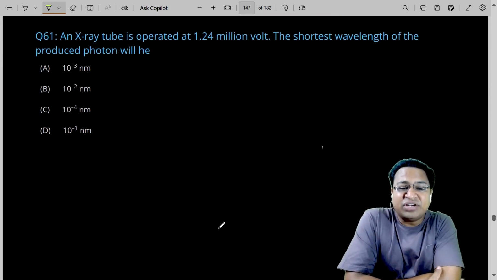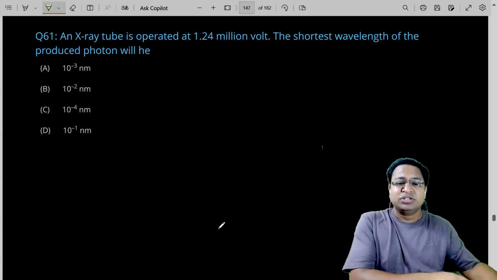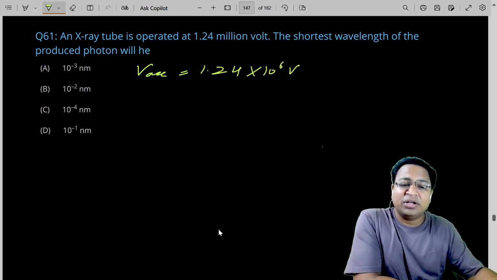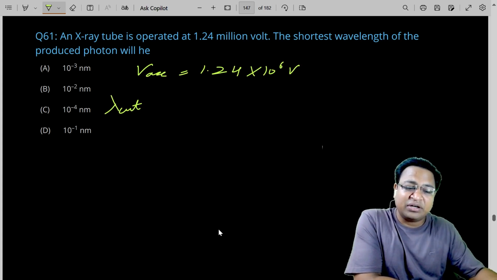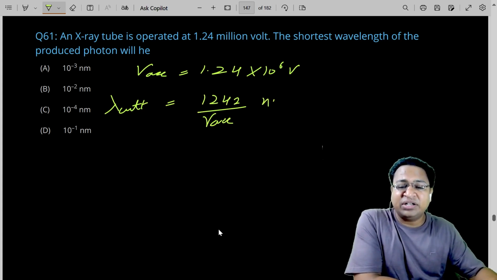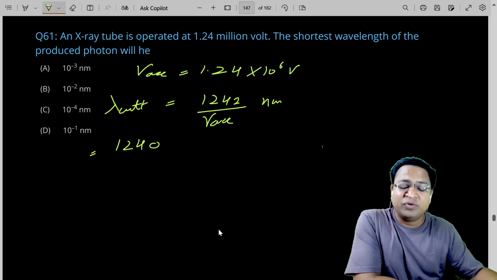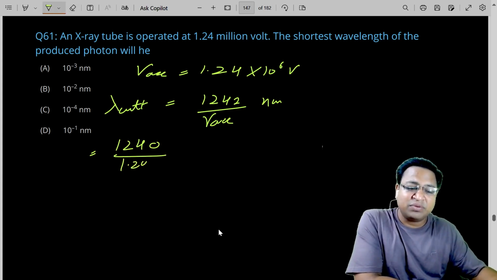It says an X-ray tube is operated at 1.2 million volt, the shortest wavelength of the X-ray produced. So guys, the accelerating voltage that we have used is 1.24 million volt, so that is 10 to the power 6 volt. The cutoff wavelength that we get will be 1242 divided by V accelerating, and we get this wavelength in nanometer. So 1240, there is no decimal here, divided by the accelerating potential, which is 1.24 into 10 raised to power 6, and then nanometer.